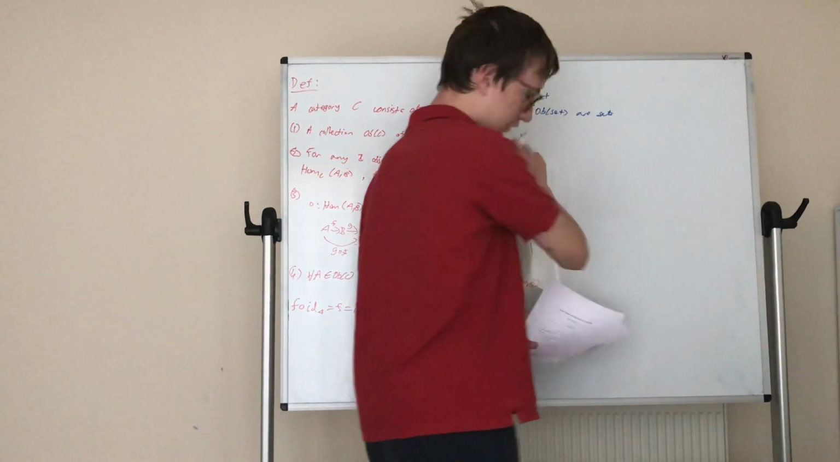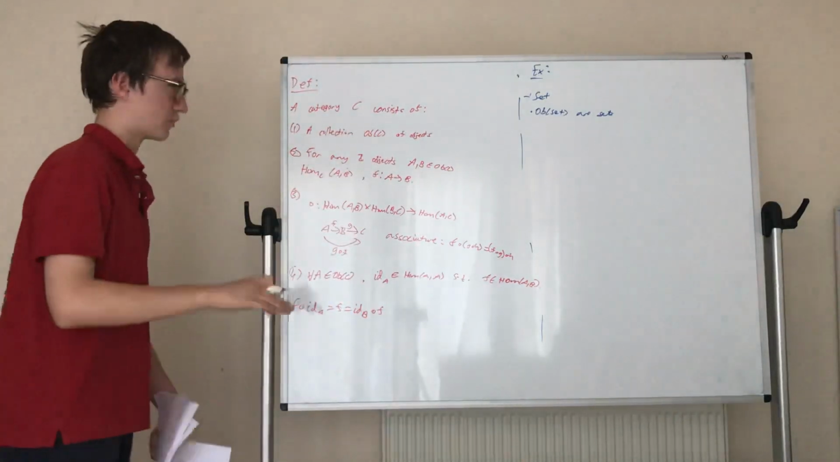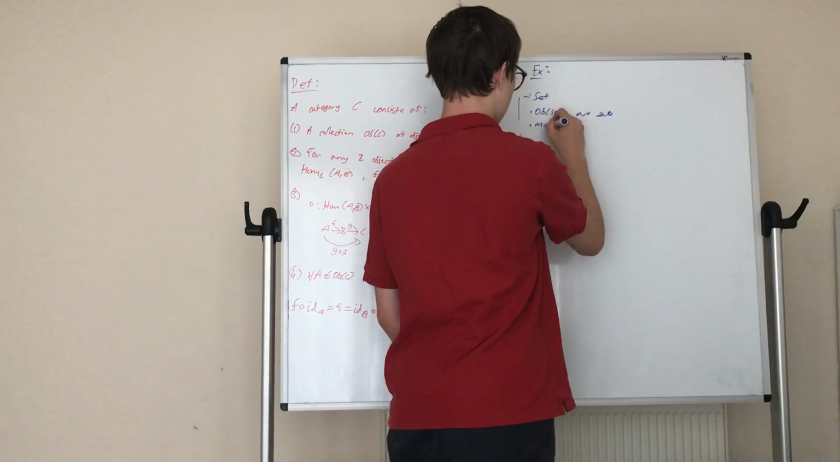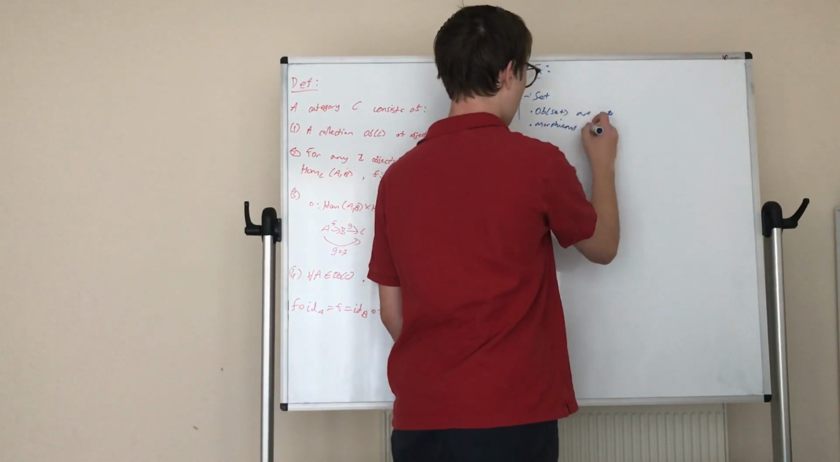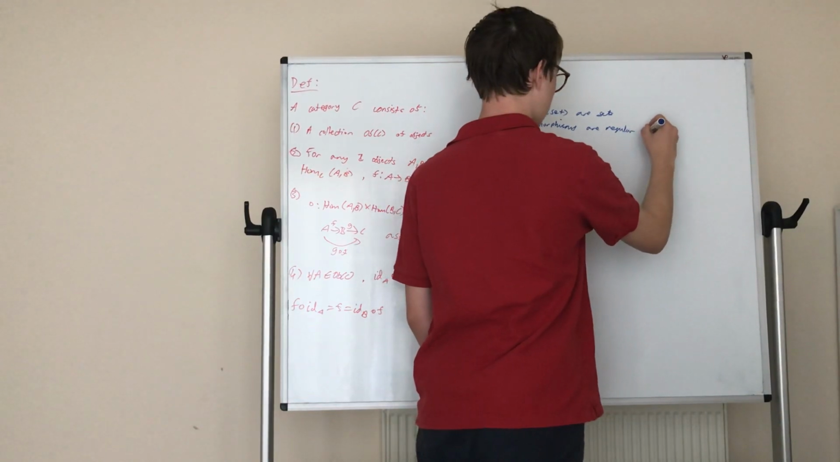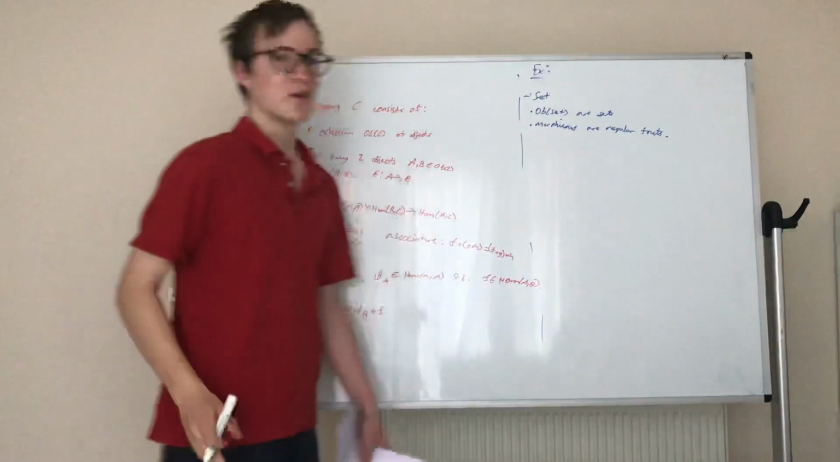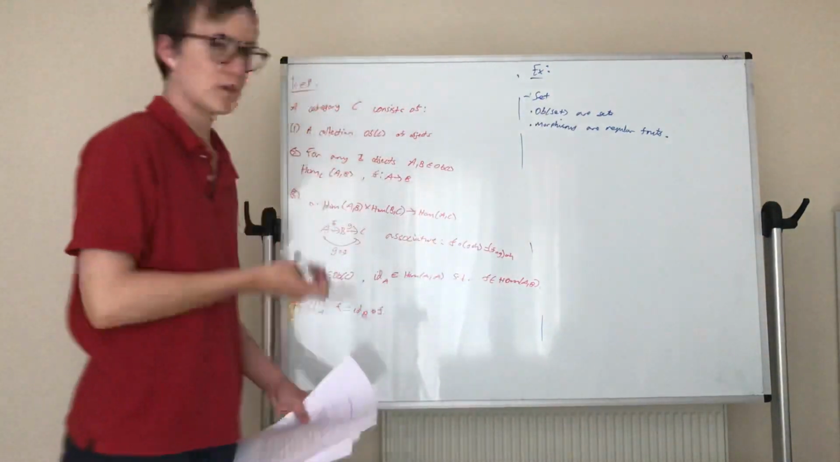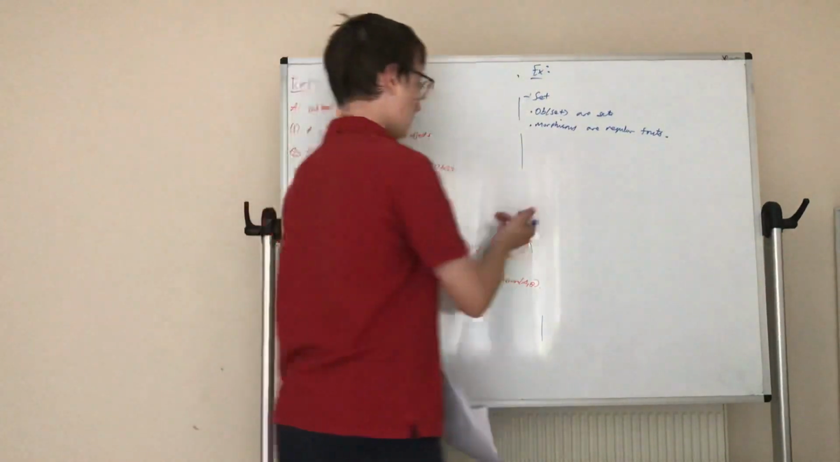And we'll say small sets to avoid set theoretic issues or whatever. And we have that morphisms are regular functions. So we have normal functions as our morphisms in this category. Alright, what else do we have?